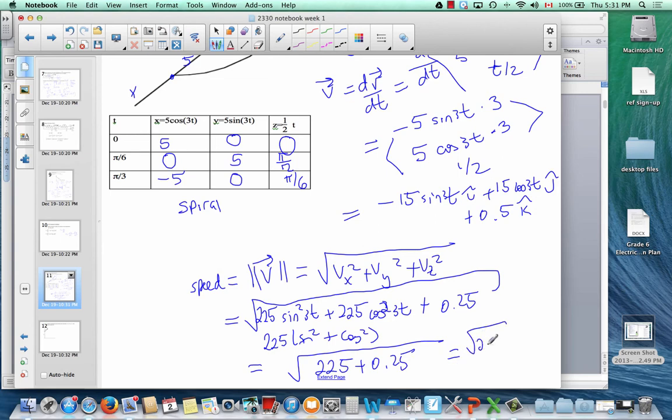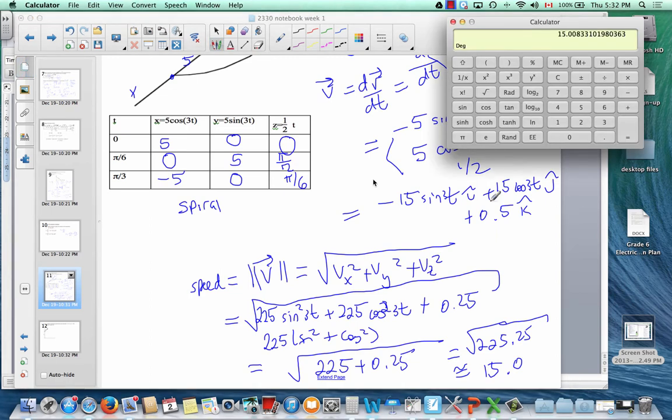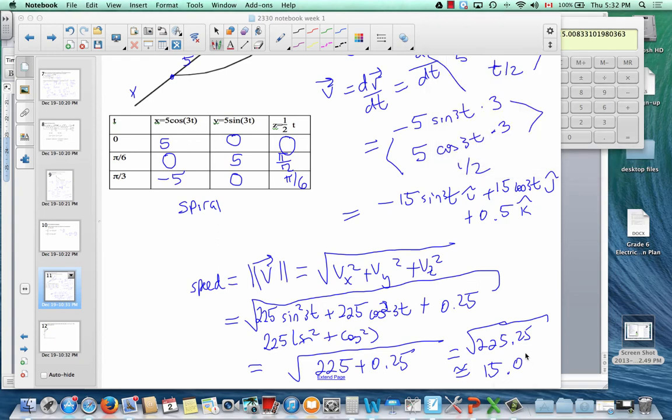It's the root of 225.25. And that's going to be a tiny bit more than 15. 15.0, maybe 0.02 or something like that. Let's just work it out. So there you see it, it's 15.008. So it's about 15.01.